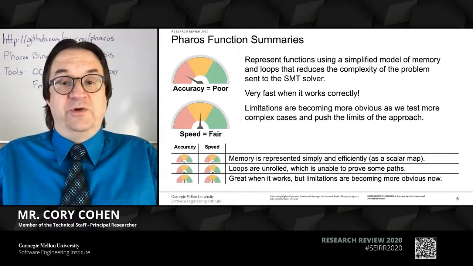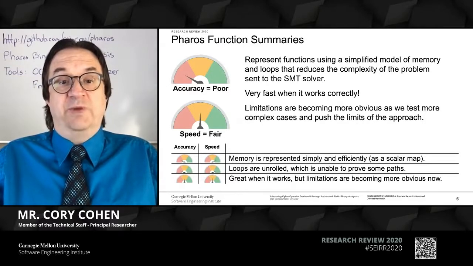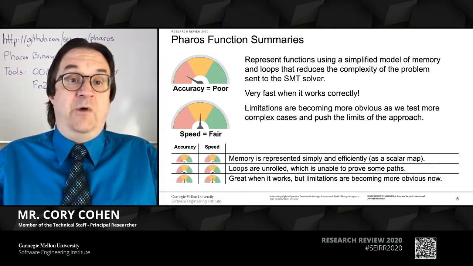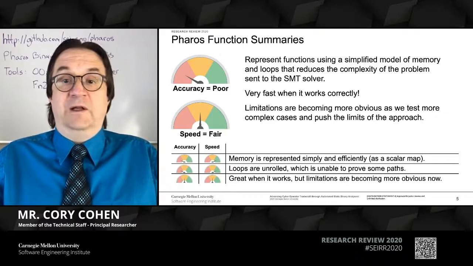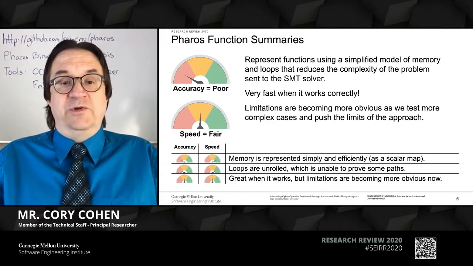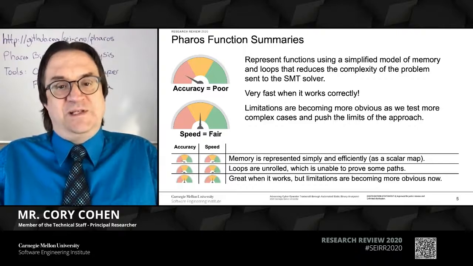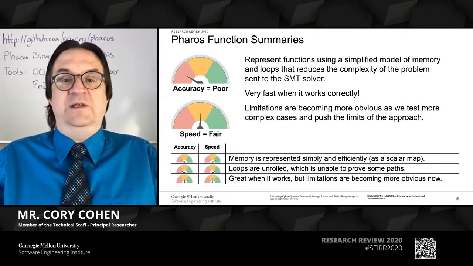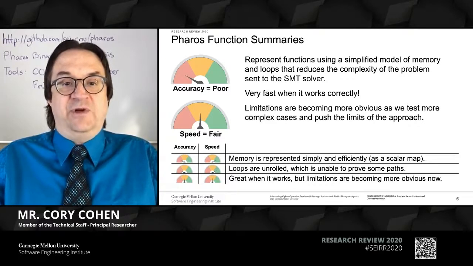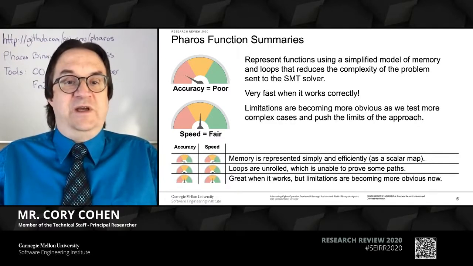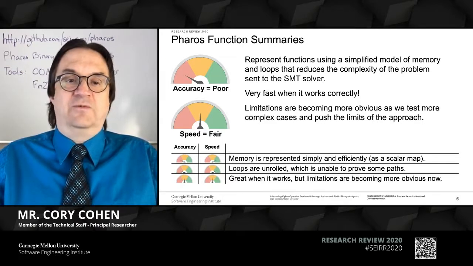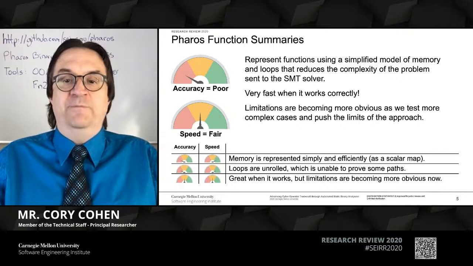So the first approach that we've been looking at is the Pharos function summaries approach. This is the one that's been historically used by the Pharos static binary analysis platform in tools like OOAnalyzer, which we'll talk about a little later today. This approach is designed to be simple. Memory is represented very simply and very efficiently as a scalar map that maps an address to a value. And while this is very easy to implement and works for some circumstances, it's not actually a very rigorous or robust way to represent memory.